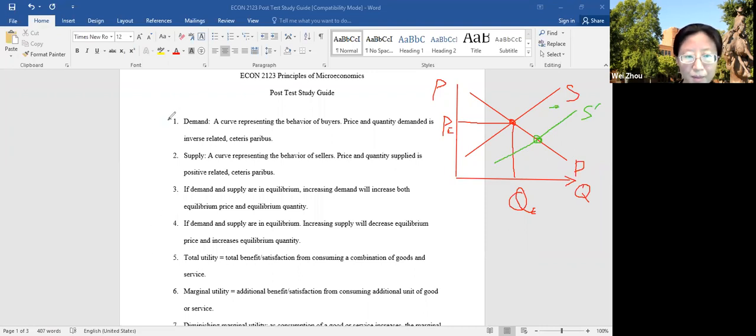So by understanding demand and supply, the next step is they want you to understand how a change in supply or demand affects the equilibrium price. So let's move to the next one.